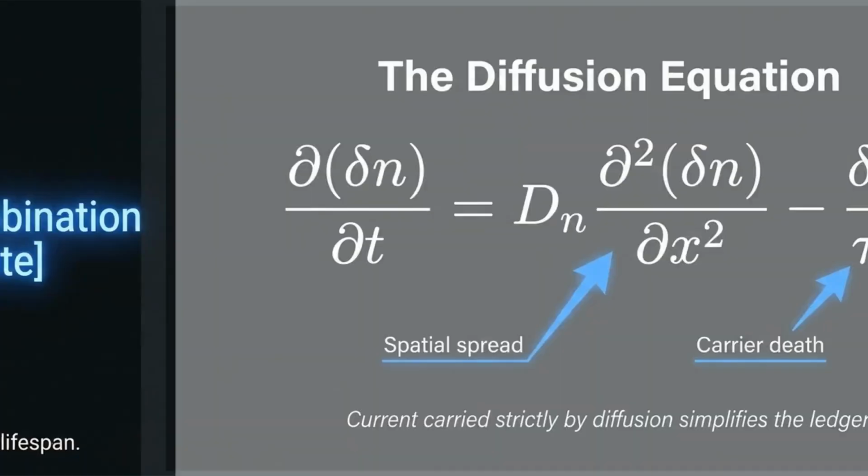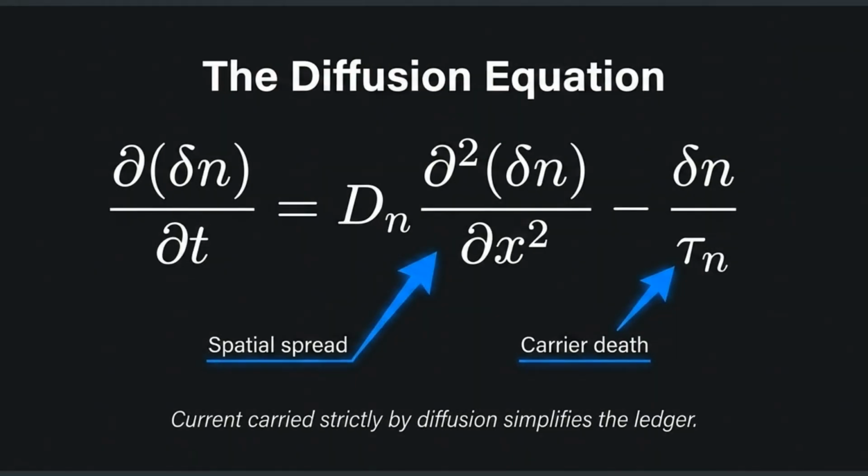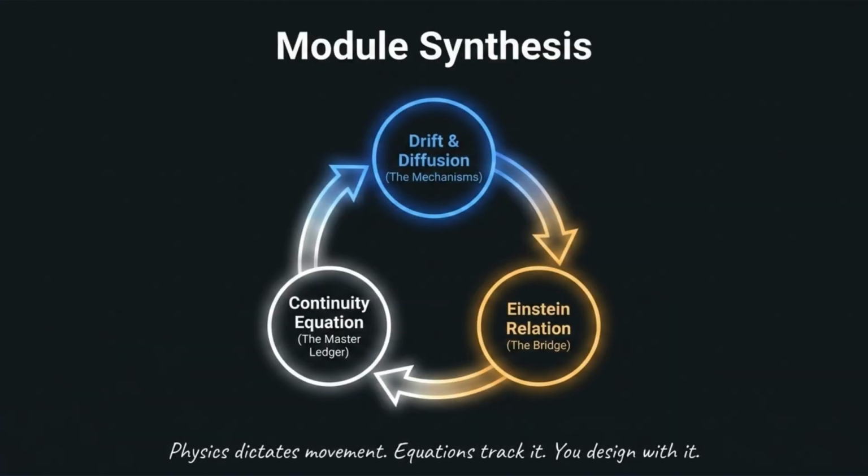through recombination. When we focus specifically on diffusion, the continuity equation simplifies into the diffusion equation, which clearly outlines spatial spread and carrier depth. To conclude, this video has synthesized how drift, diffusion, the Einstein relation, and the continuity equation form the foundation of how we model and design solid-state devices.